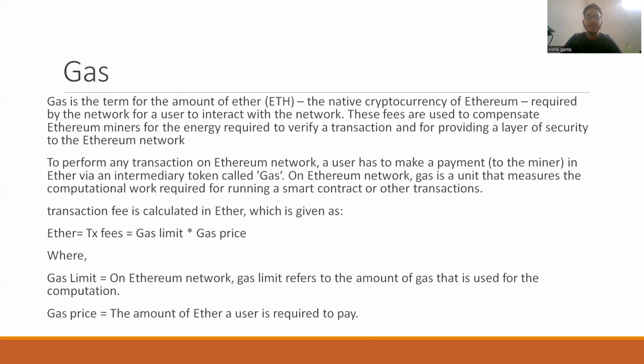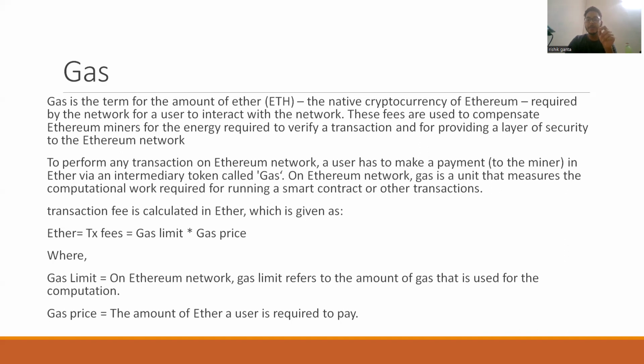Gas. Gas is a term for the amount of Ether, the native cryptocurrency of Ethereum, required by the network for a user to interact with the network. These fees are used to compensate Ethereum miners for the energy required to verify a transaction and for providing a layer of security to the Ethereum network. To perform any transaction on the Ethereum network, a user has to make a payment to the miner in Ether via an intermediary token called gas.